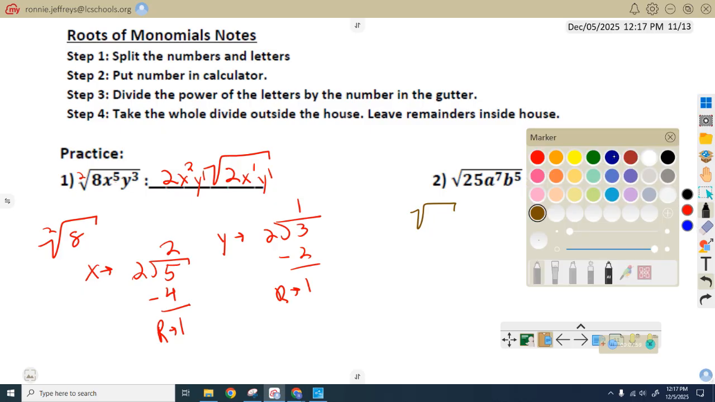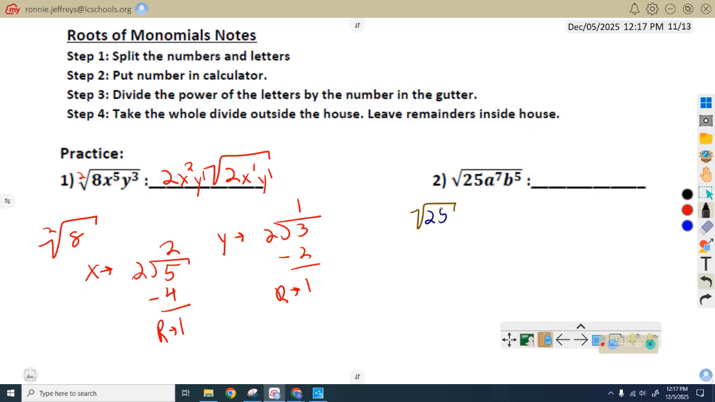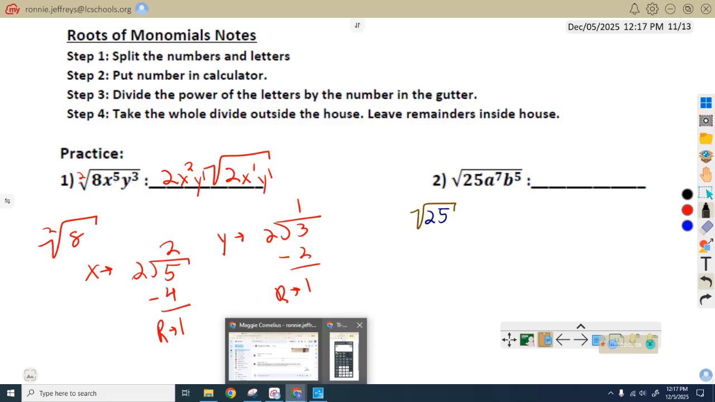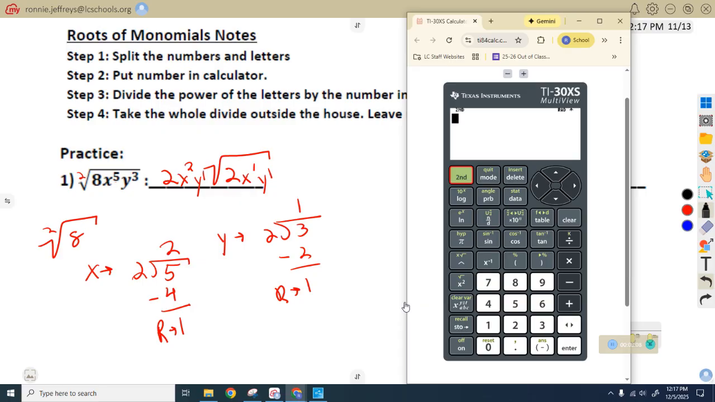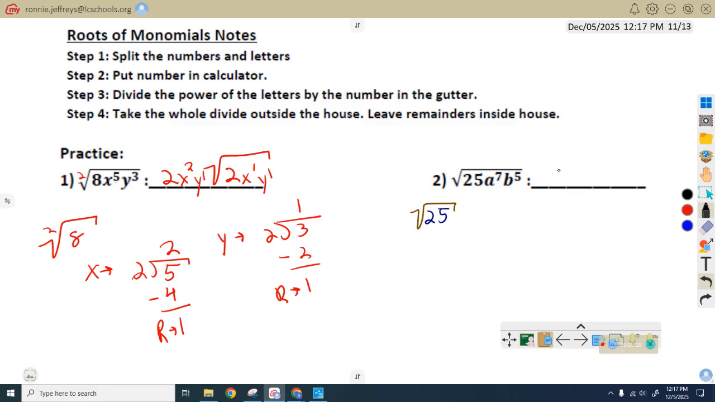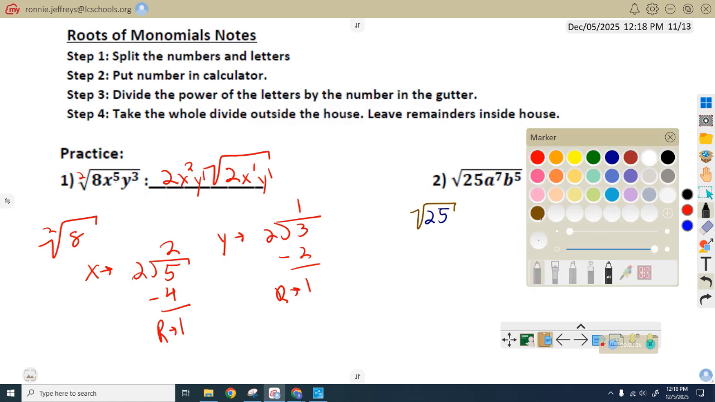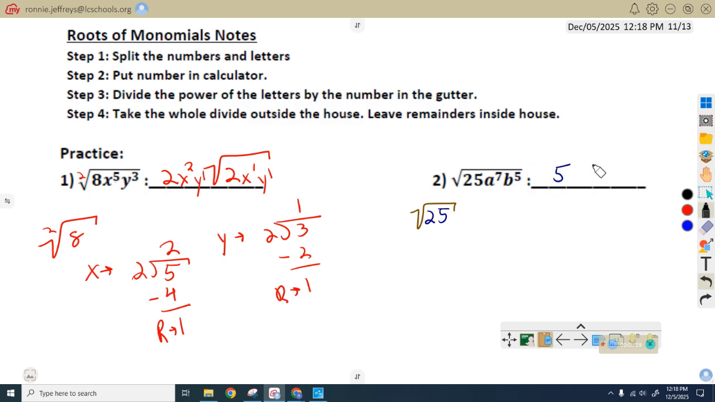So, we're going to take the square root of 25 because we're separating them. So, second square root 25. All right. So, that's a whole square root. So, it's going to have just 5 on the outside by itself. Okay. Now, I'm just going to leave 5 right there. I'm going to give a space, because I know I got 2 more letters.